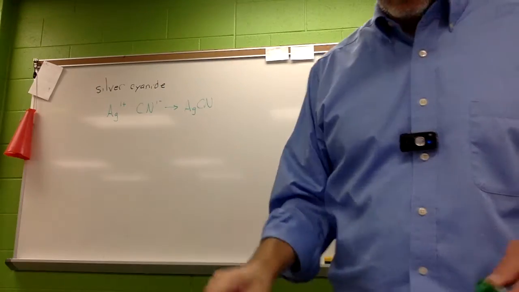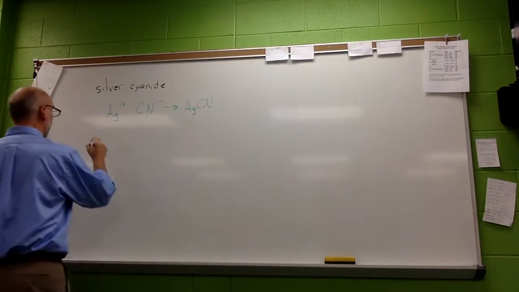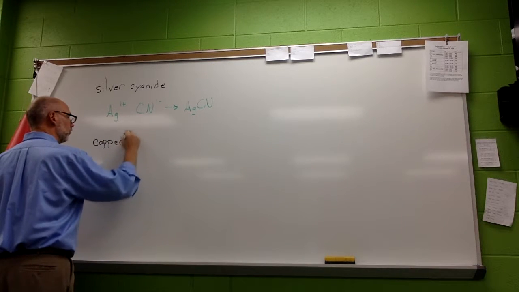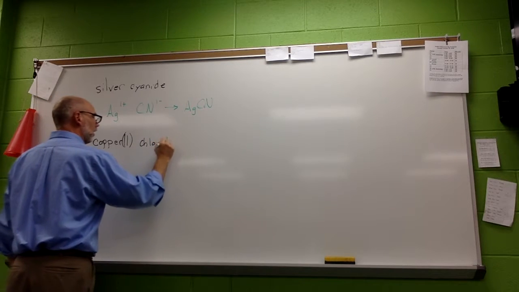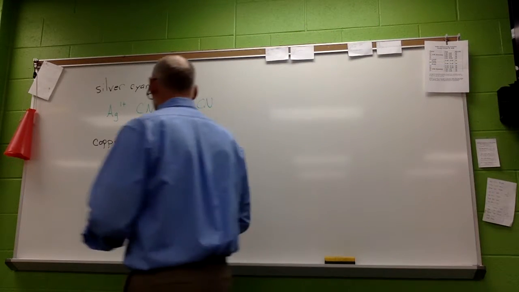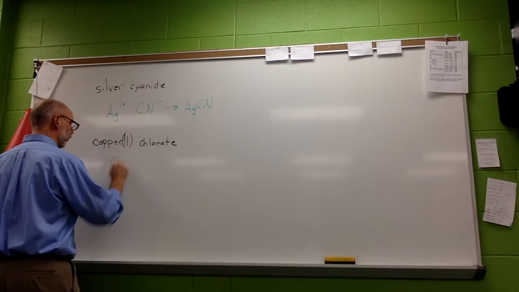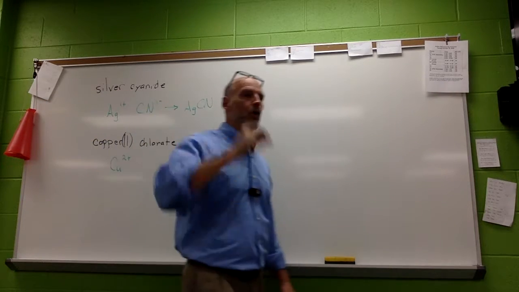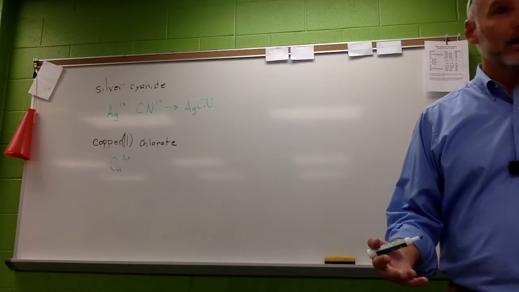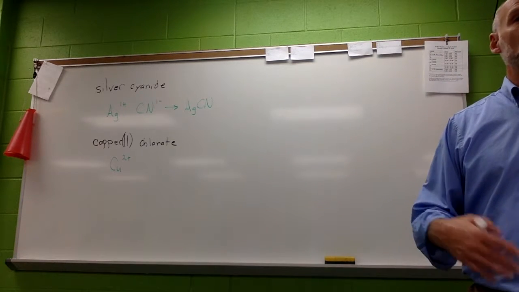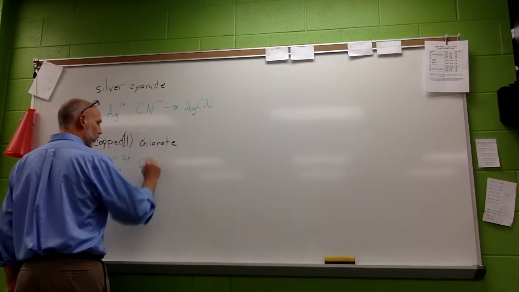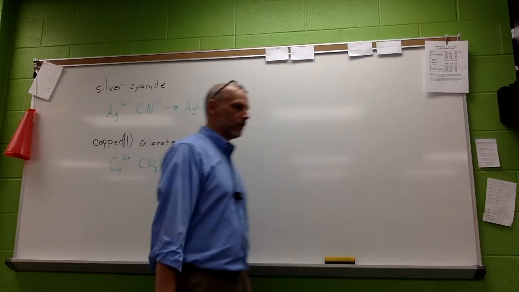All right, next, copper 2 chlorate. All right, is this ionic? Why? Copper is a metal. Symbol and charge for copper 2 is Cu with a 2 plus. Chlorate. Notice that's not chloride. Okay, so that means it's a polyatomic ion. You guys would happen to know, because you memorized these, that chlorate is ClO3 with a 1 negative charge.